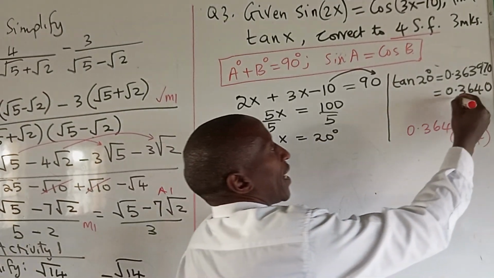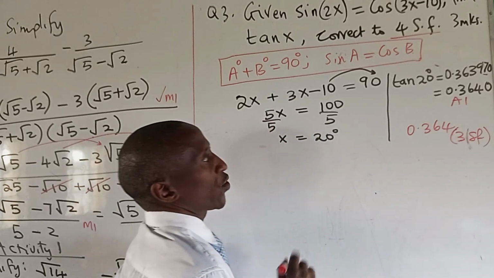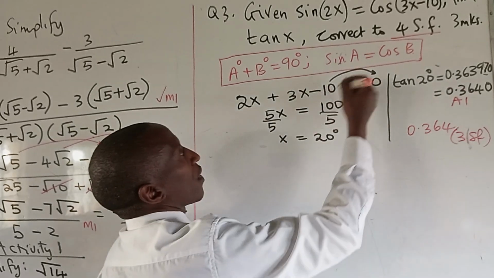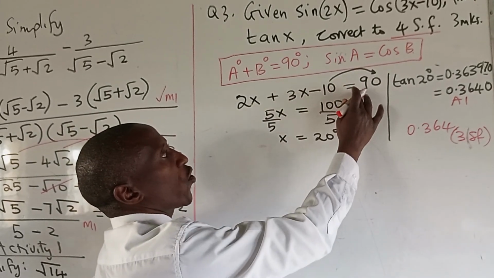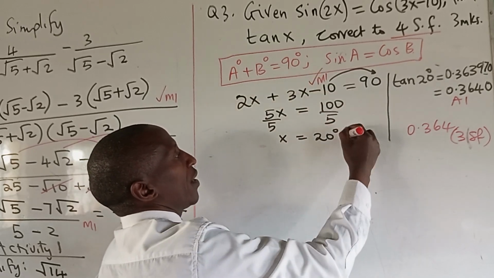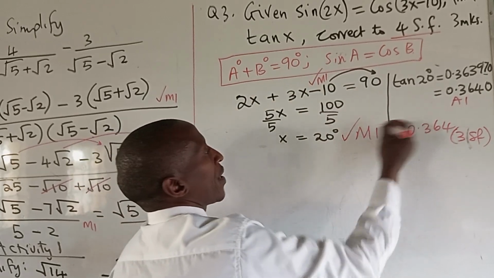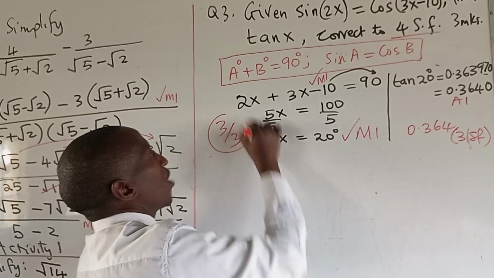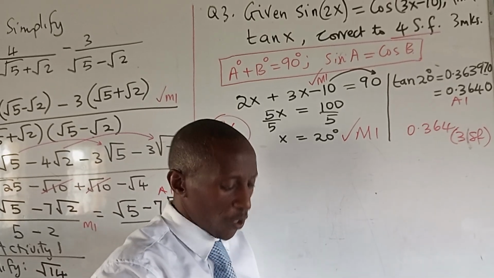The accuracy is to 4 significant figures. So we get an A1, correct knowledge of angles that add up to 90, M1, getting 20, M1, and the learner is able to get 3 out of 3 in such kind of a question.